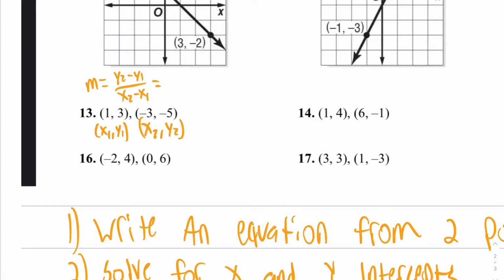So in the slope formula, we're going to do negative 5 minus 3 divided by negative 3 minus 1. On the top we have two negative numbers, so they'll make a bigger negative number, which is negative 8. On the bottom we also have two negative numbers, they'll make negative 4. Combine those two, and two negatives make a positive. 8 divided by 4 makes 2. The slope is 2.